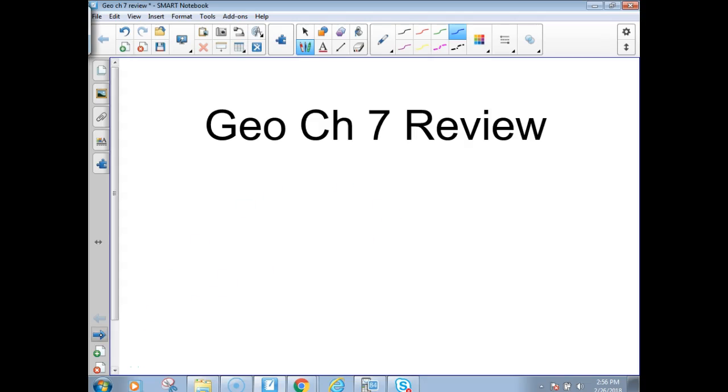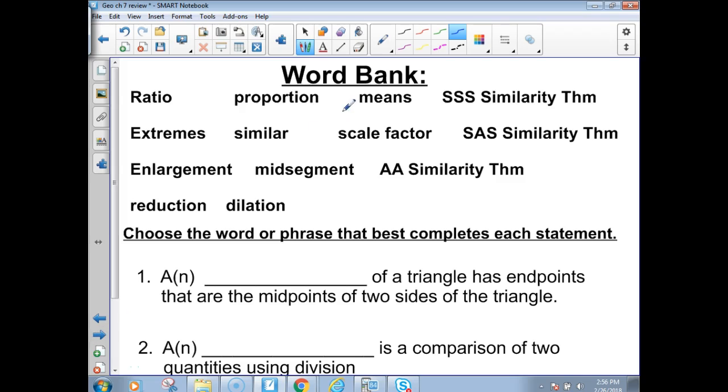Okay, Chapter 7 review. Test is tomorrow. You have a word bank up here. Let's see how we did. And I think a lot of you were skipping this. You just wanted to go to problems that you like to do or that are easy for you to do, which I'm suggesting you study more what you're less likely to be good at, because you need to practice on that.